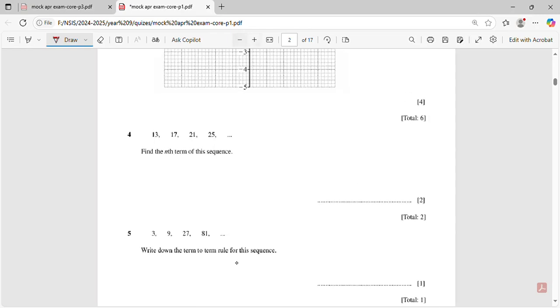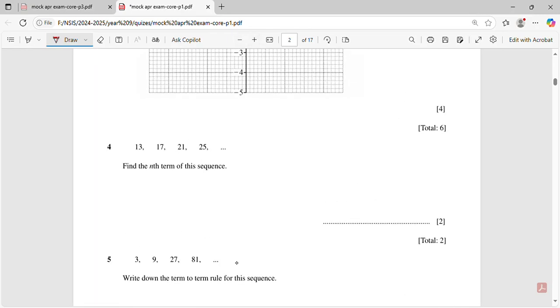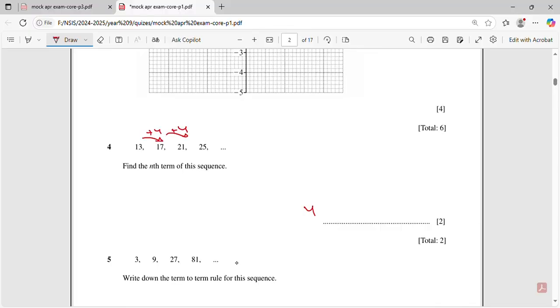For this part, find the nth term for this sequence. How can we find the nth term? As we know, for the nth term, I have to look at each time I increase by 4, so it will be 4n. Is the first term 4? No. Which number plus 4 equals 13? It will be 9. So 4n plus 9.